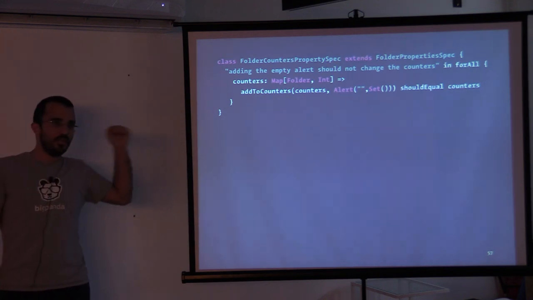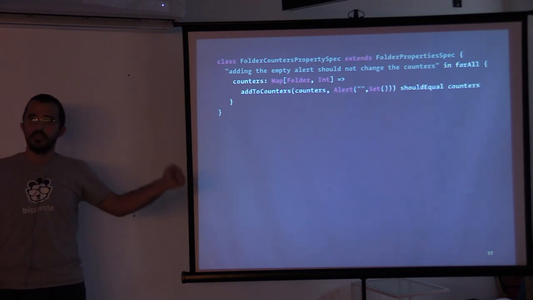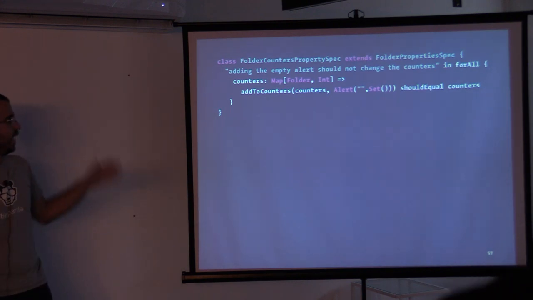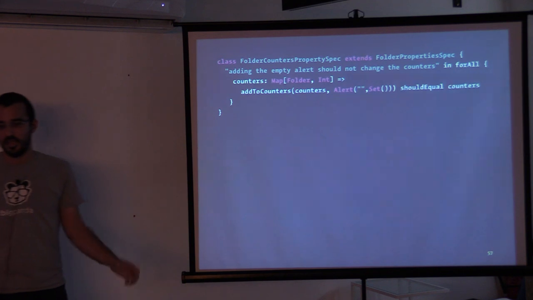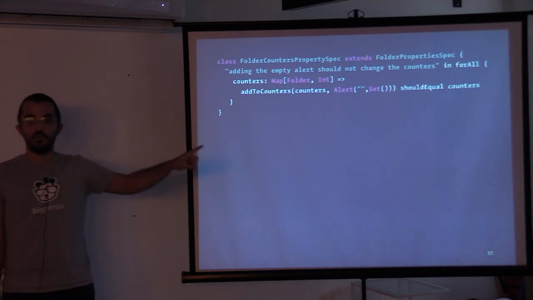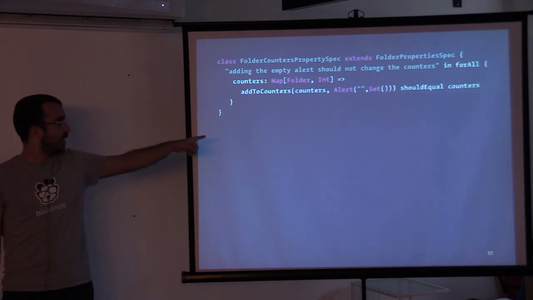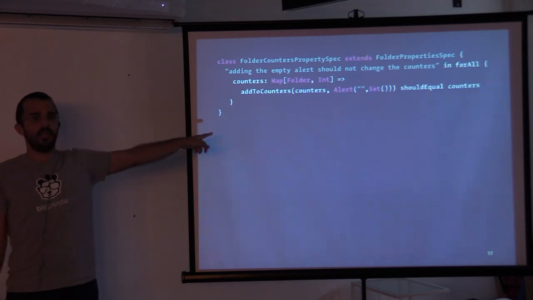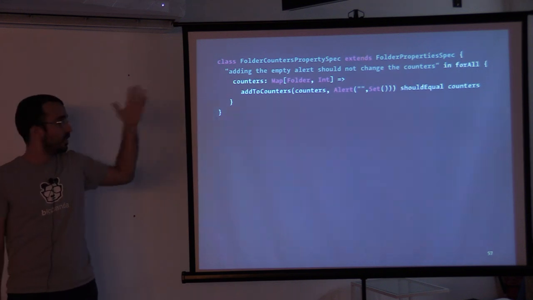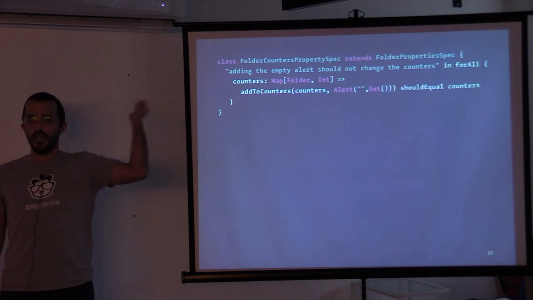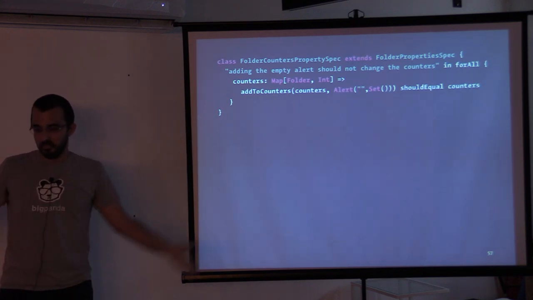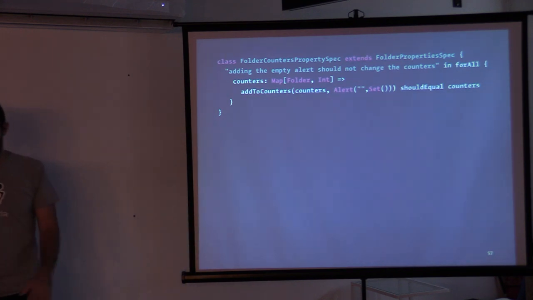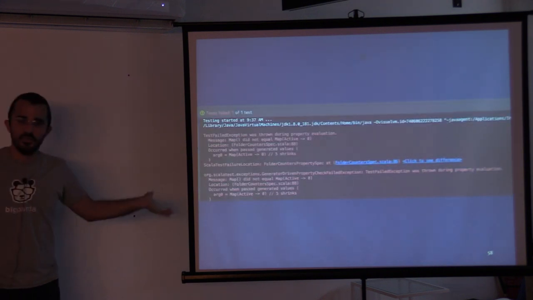Remember the generator that we've defined before? Generate random values, please, for me, and assert the following properties. If you add the empty alert to any counter's value in the world, and there is an infinite amount of values entering this assertion, the result should be like the incoming counters. Great. So this feels like a very good property. And we run it, right?